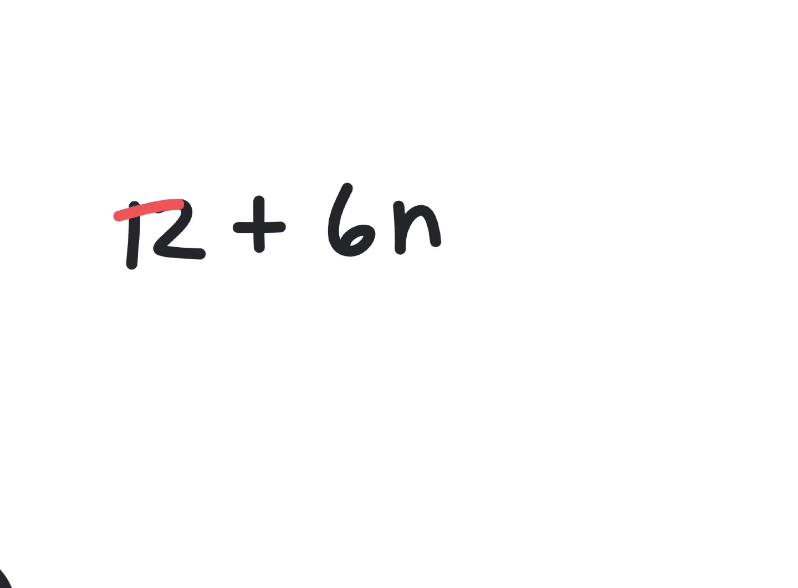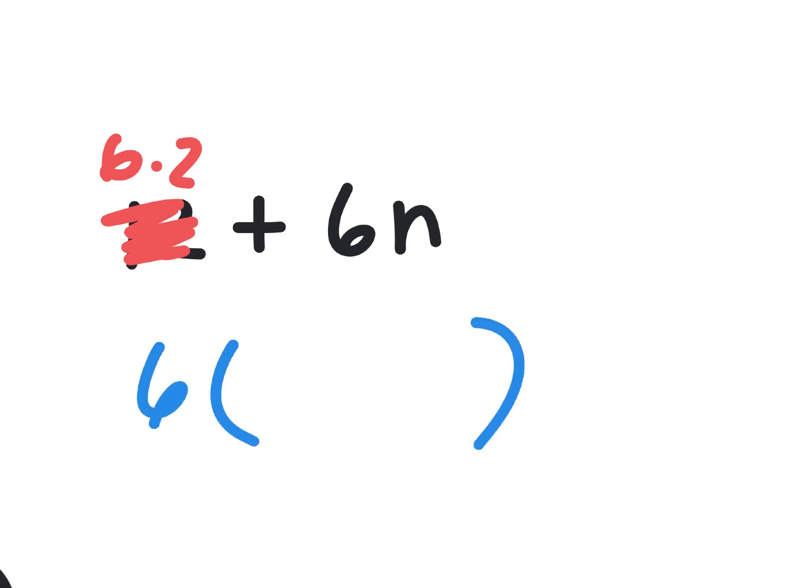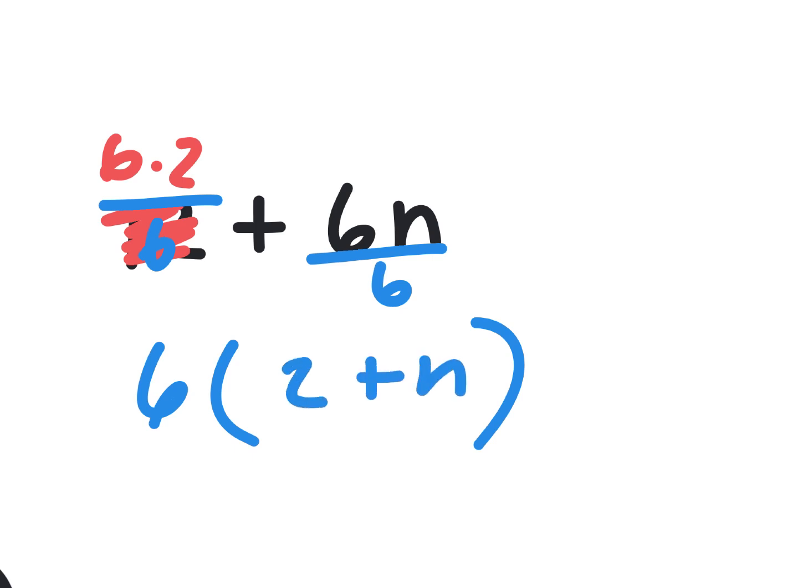This has a 6 in it. And Gianna, if the 6 came out, it's like they're divided by 6. What's left? 2 plus n. And if you want to check if you're right, now this is one thing that's cool about this unit, is if you want to check if you're right, all you got to do is multiply it out. See if you're right. 6 times 2, 12. 6 times n, 6n. It was 12 plus 6n. You can check. I know I'm right.